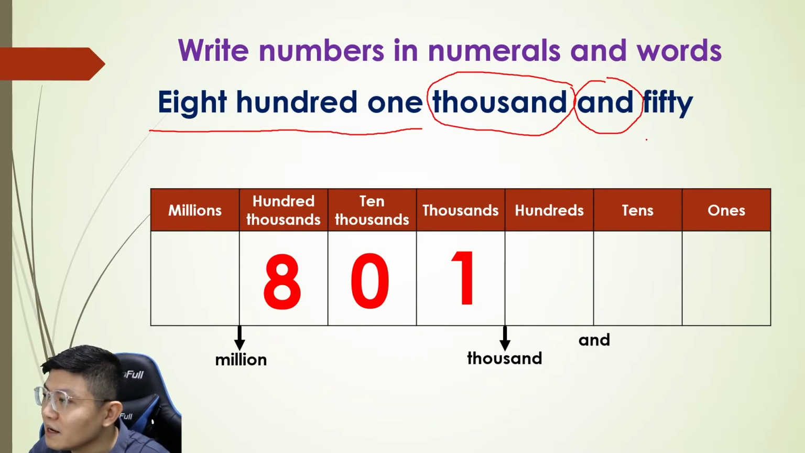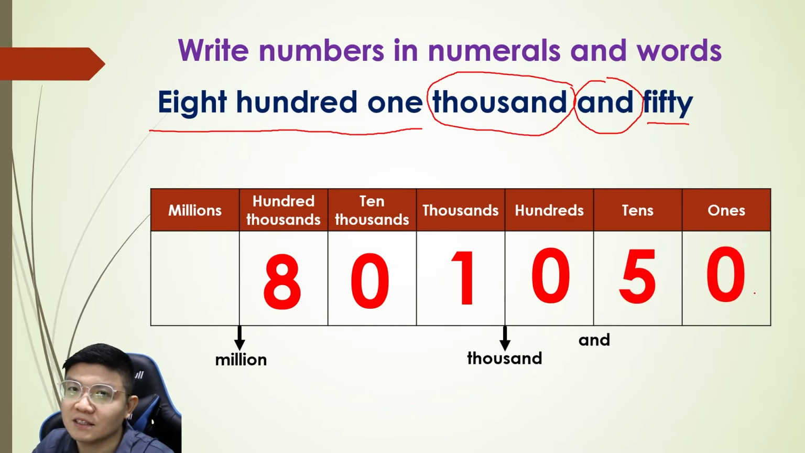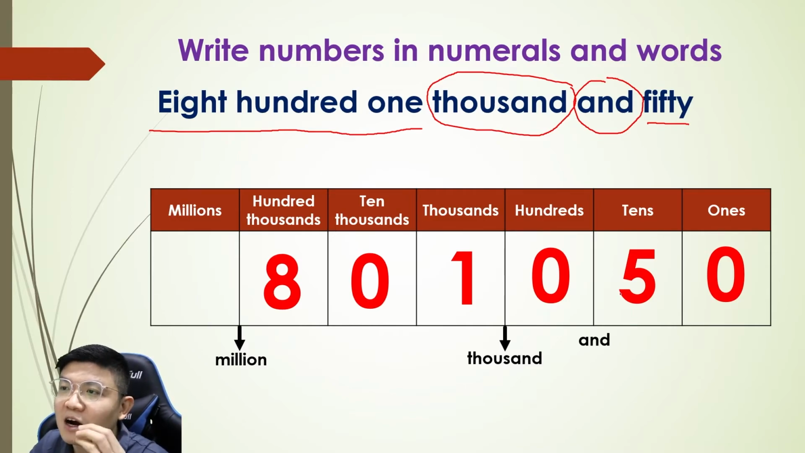Okay. And do you see any hundred? No, no hundred here. After thousand, no hundred. Just 50. Therefore, under hundreds, you put 0. And 50, right? How do you write 50? 5, 0. Yes, this is how you write the numerals. And of course, after you write, you have to read back again. 801 thousand, no hundred, and 50. Yes, you are correct. This is how you say the words.